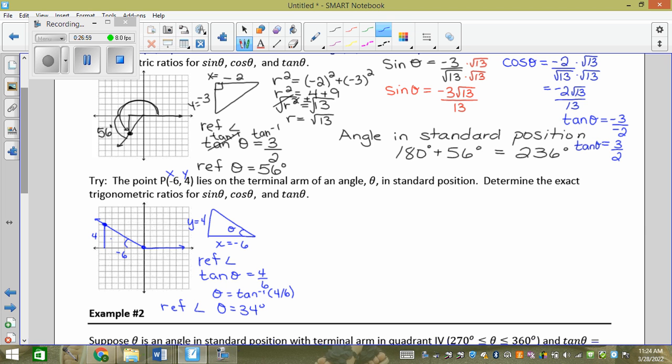So this in here is 34. So how do I get the standard position angle? 180, what? Minus 34. Which equals 146. So that's my angle in standard position.